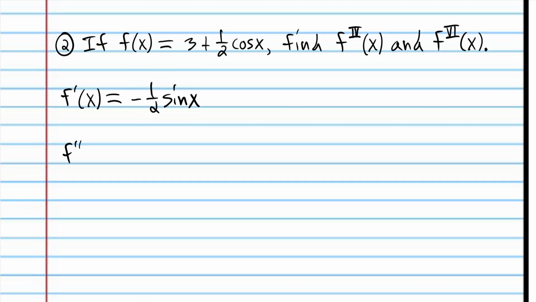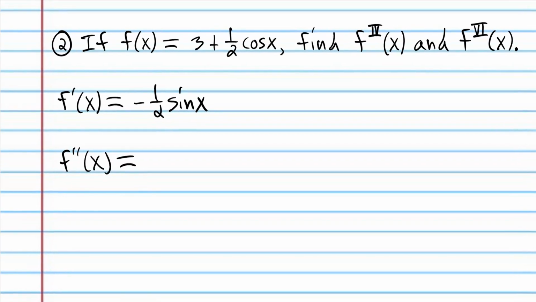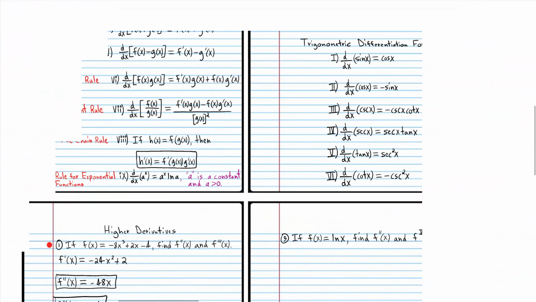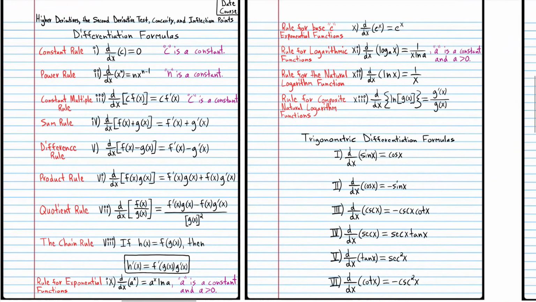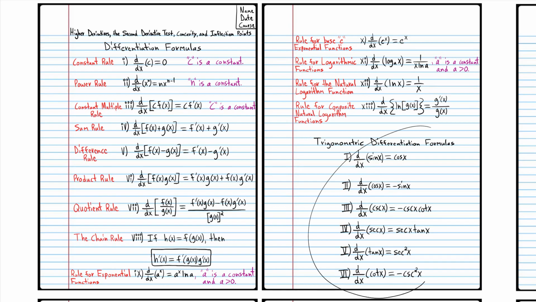This is all stuff that you should know really, really well by now, because we've done plenty of these problems. Now we're going to find the derivative of the derivative. That's the second derivative. So that would just be negative 1/2 cosine x. Again, we use the constant multiple rule. Now, if you forgot the derivatives of your trigonometric functions, you're going to need those. So please take a picture of these.